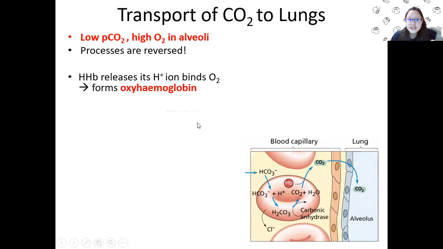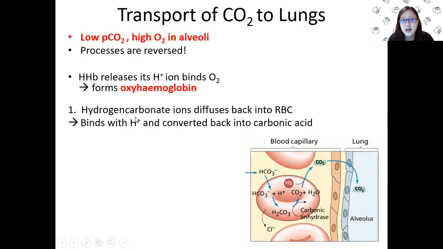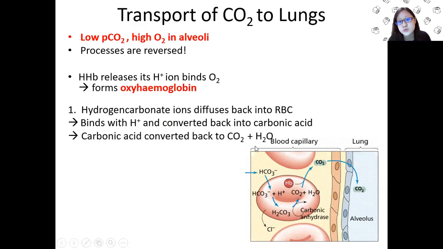Now, what happens to carbon dioxide? Let's talk about it a little bit. Number one, hydrogen carbonate ions do the opposite. They diffuse back into red blood cells. They were previously in the plasma. They diffuse back to red blood cells, combine with the hydrogen which got released from the hemoglobin, and convert back to carbonic acid, which is then converted back to CO2 and H2O. The same reaction is catalyzed by the same enzyme, carbonic anhydrase. That is the 85%.